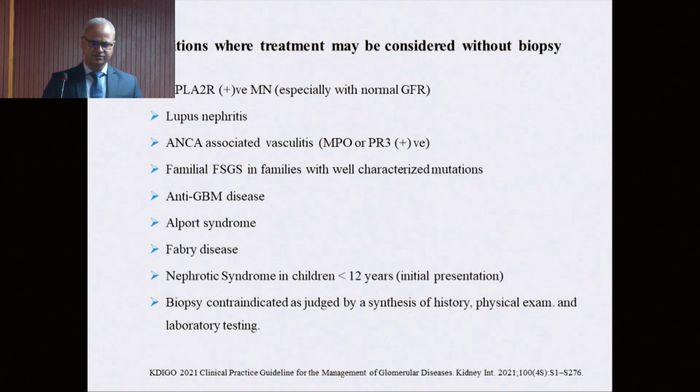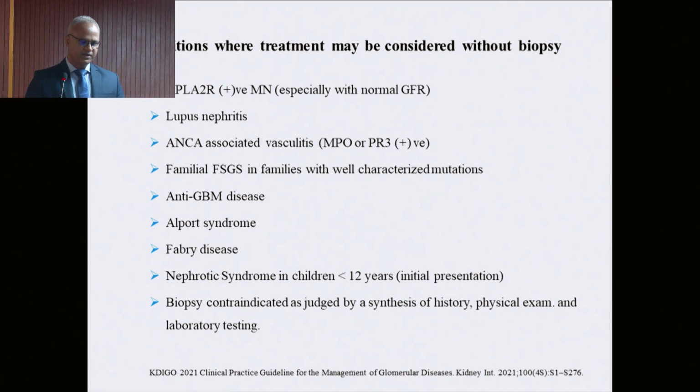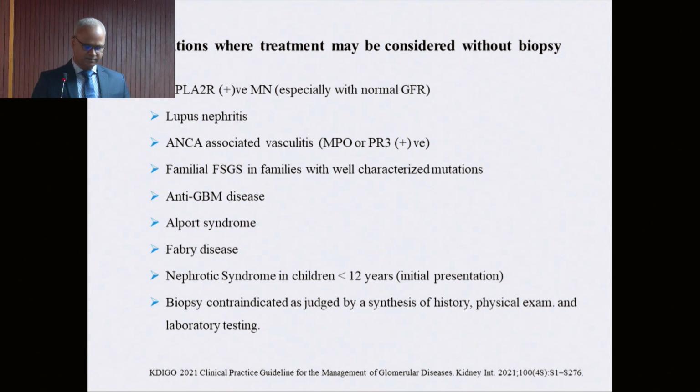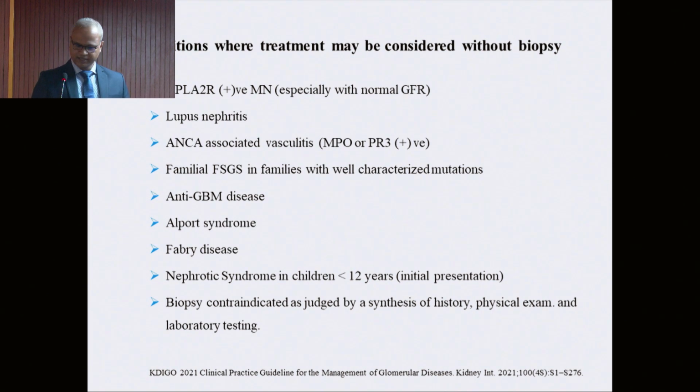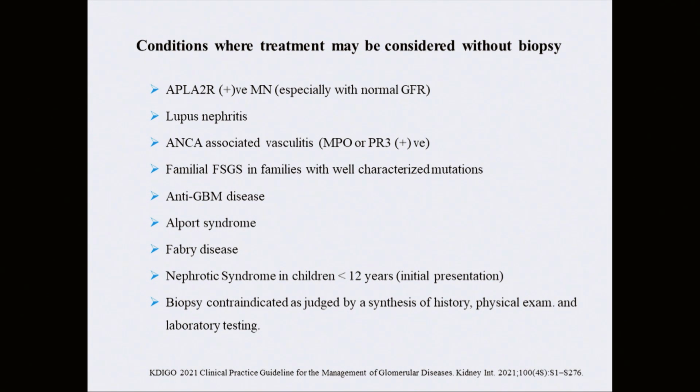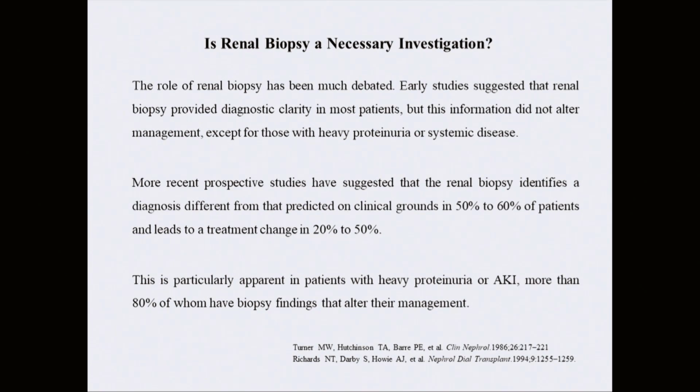And some conditions where treatment may be considered without renal biopsy: anti-phospholipase A2 receptor antibody positive membranous nephropathy, some lupus nephritis cases, presentations like RPGN, ANCA-associated vasculitis, familial FSGS, anti-GBM disease, Alport syndrome, Fabry disease, and nephrotic syndrome in children under 12 years of age, and where biopsy is contraindicated as judged by the synthesis of history, physical examination, and laboratory testing. Is renal biopsy a necessary investigation?